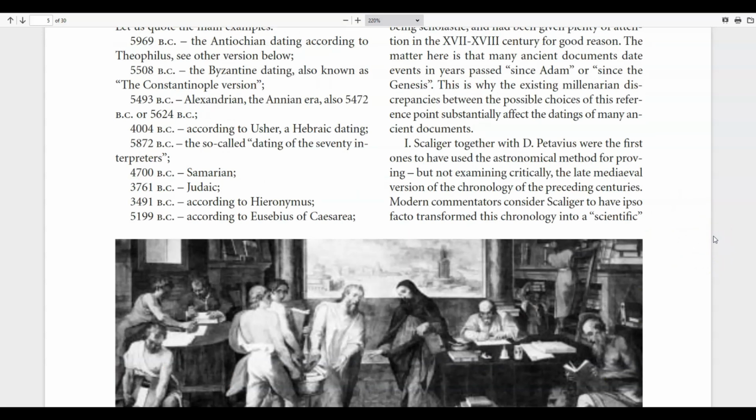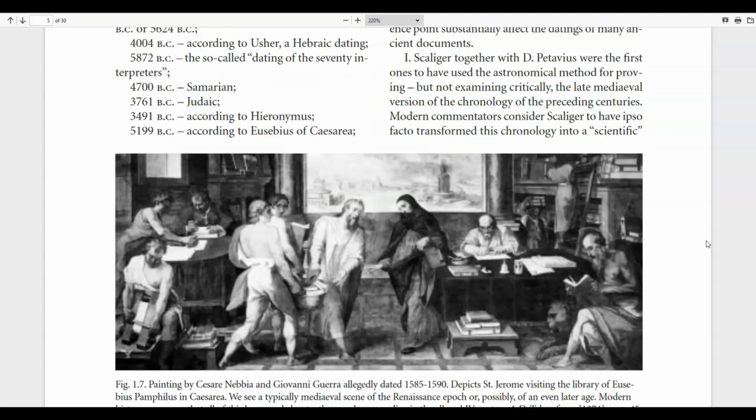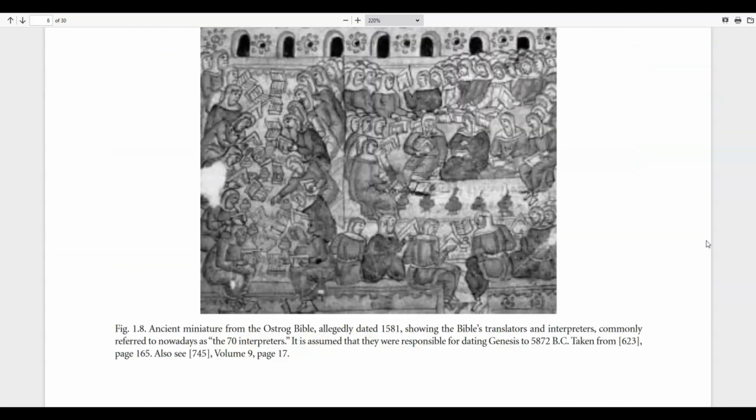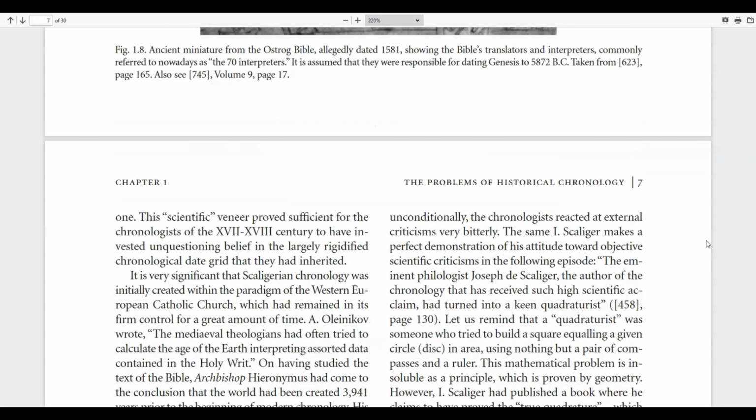Scaliger, together with D. Petavius, were the first ones to have used the astronomical method for proving but not examining critically the late medieval version of chronology of the preceding centuries. Modern commentators consider Scaliger to have ipso facto transformed this chronology into a scientific one. The scientific veneer proved sufficient.